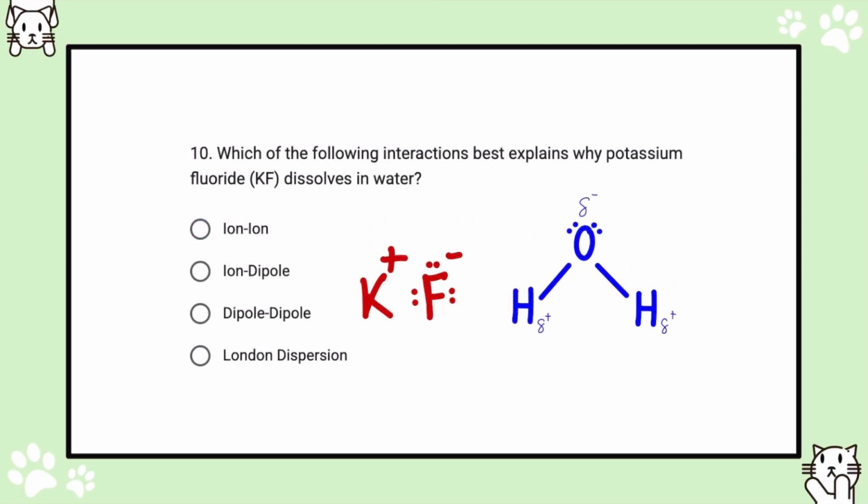Question 10. Potassium fluoride is ionic, while water is polar with dipoles. Hence, potassium fluoride dissolves in water because the K+ ion and the F- ion interact with water via ion-dipole interactions.